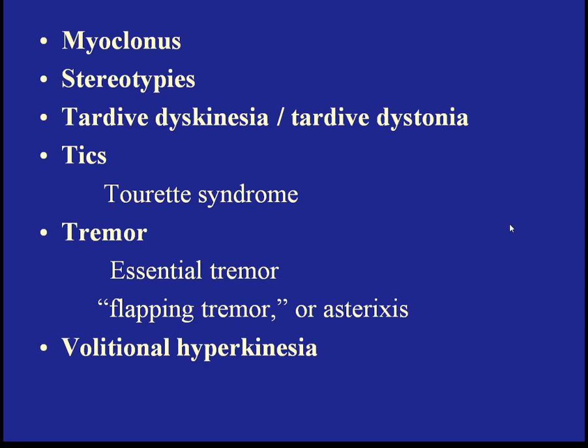What are other types of hyperkinesis? Myoclonus, stereotypies, tardive dyskinesia, tardive dystonia, tics, Tourette syndrome, tremor, volitional hyperkinesia, and other types of hyperkinesis may be present, not often. All these types of hyperkinesis are rare, but you are to know names of these types of hyperkinesis which we can have in case of striatum syndrome.